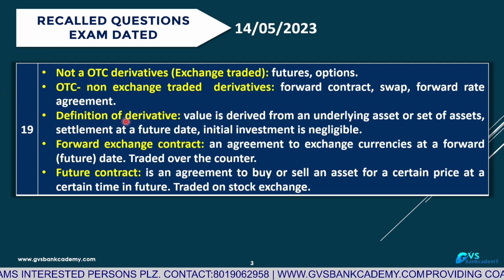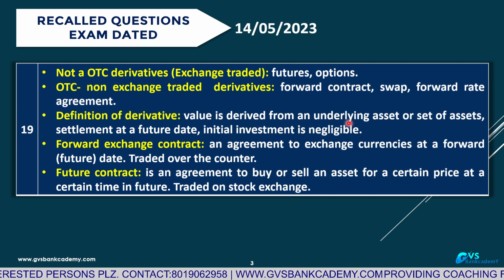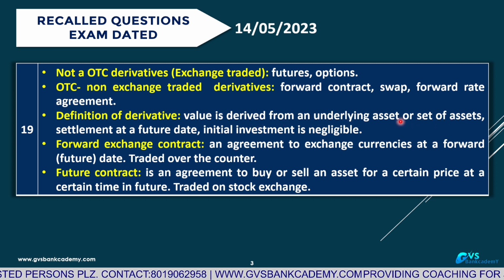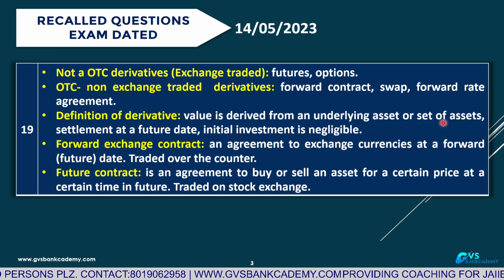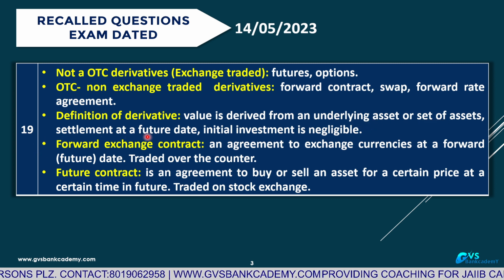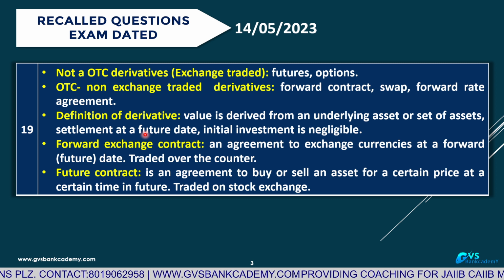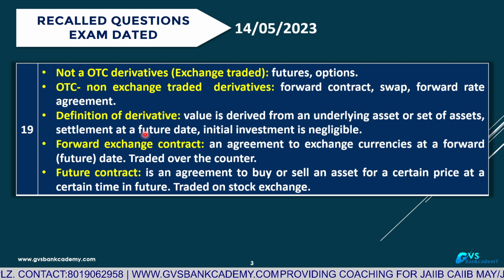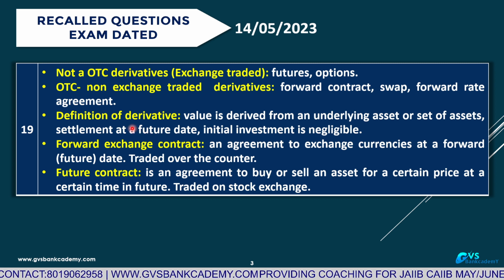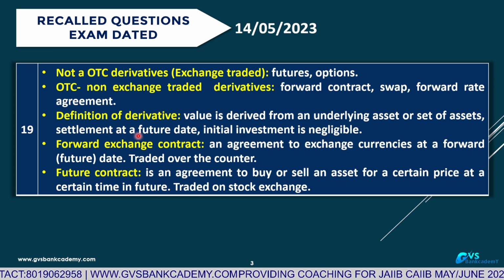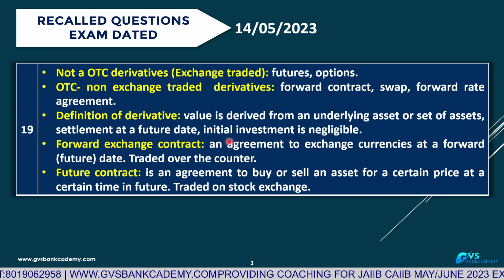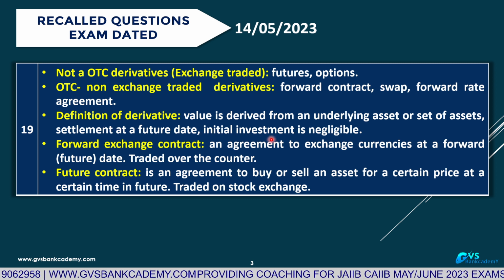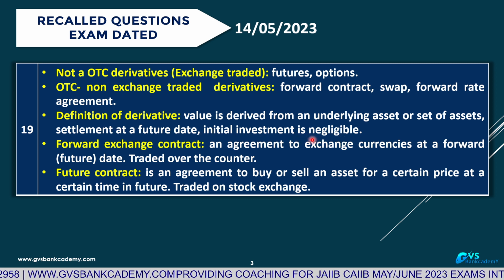What is the definition of derivative? Derivative value is derived from an underlying asset or set of assets. The derivative depends upon underlying assets. Settlement is at a future date, a pre-agreed future date, which is the main objective of any derivative. And for entering into derivative transactions, the initial investment is negligible.